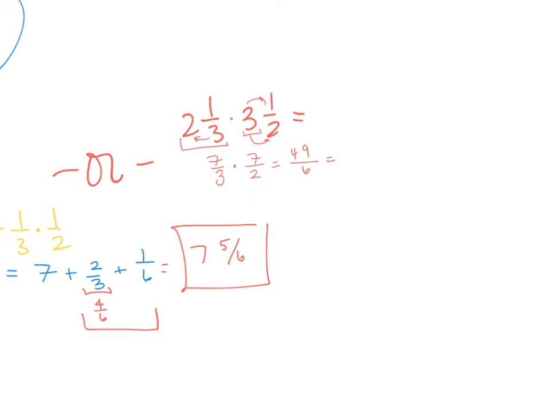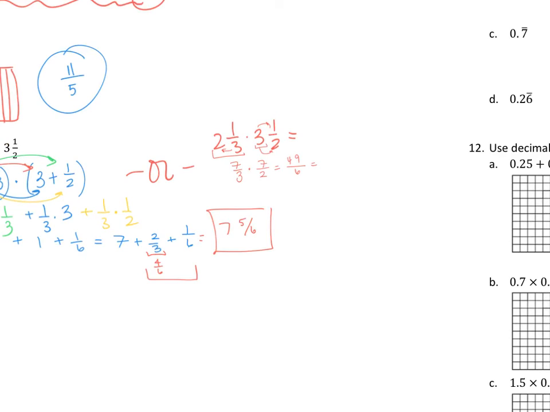So this will be equal to 49/6. Now 6 goes into 49, let's see, a few times here. It goes 8 times, and that'd be 48, so 1/6 left over.